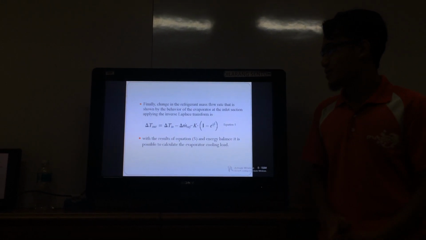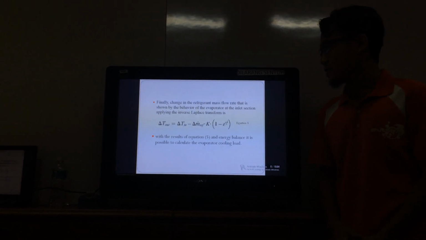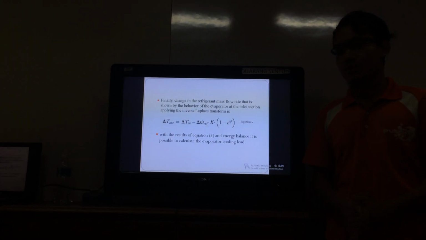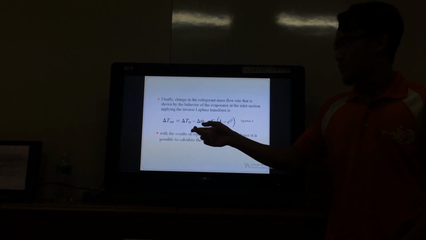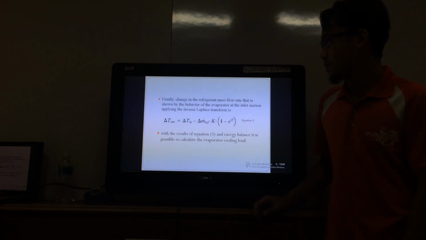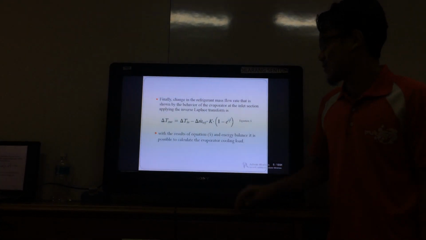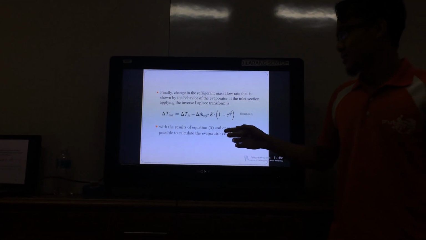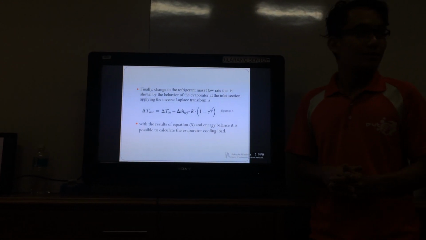Finally, the change in the refrigerant mass flow rate is shown by the behavior of the evaporator at the inlet section. Applying the inverse Laplace transform gives equation 5, which is delta T outlet equal to delta T inlet equal to the rest of the equation. With the result of this equation 5 and an energy balance, it is possible to calculate the evaporator cooling load.